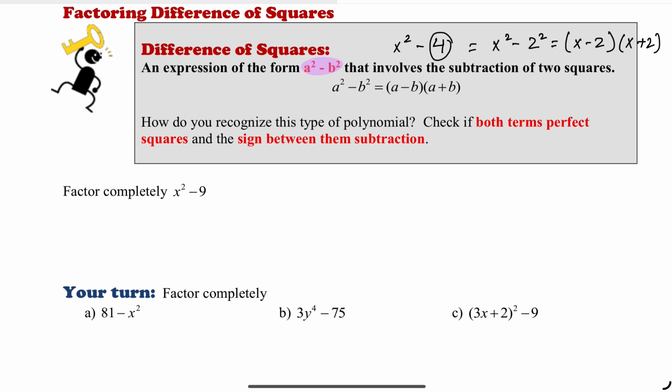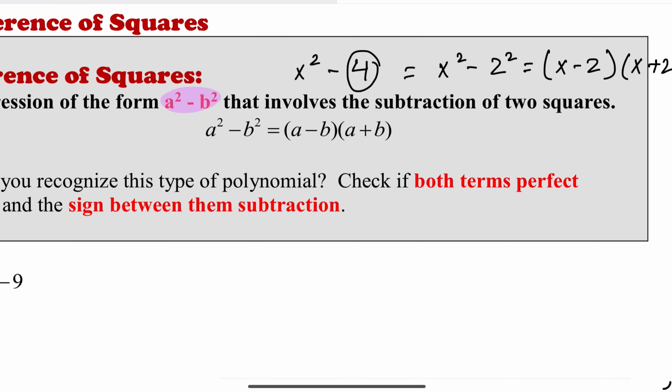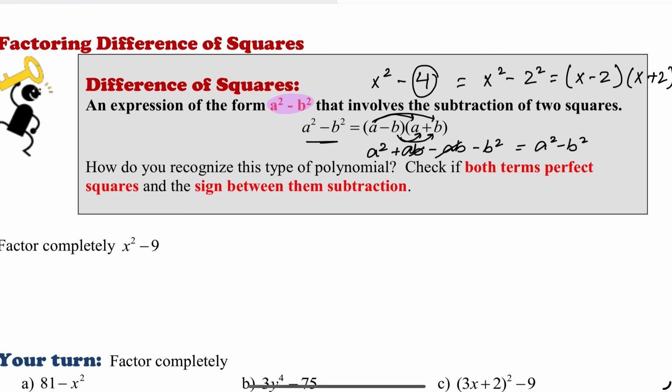Okay, and you can check your work. You can check if it actually works. So let's distribute this. A squared plus ab minus ab plus, minus b squared, because negative b times b is negative b squared. These cancel. We have a squared minus b squared. So it is equal. We verified that this works.